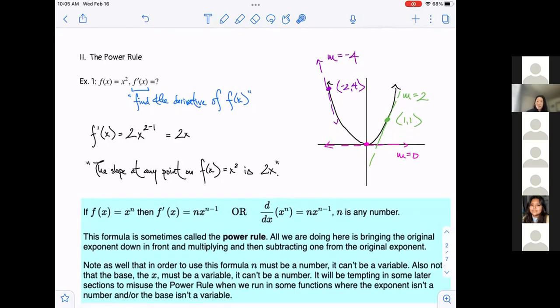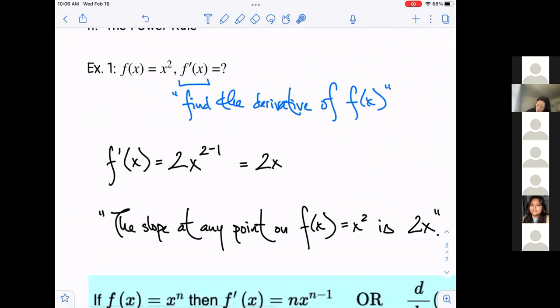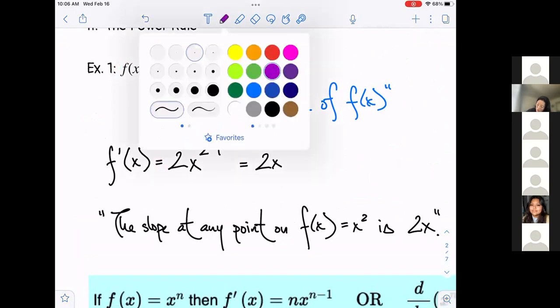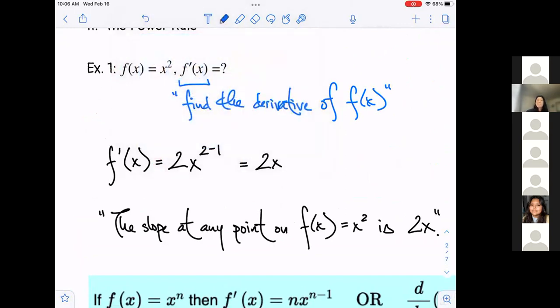All right. But let's go back and think about this power rule. Okay, so I want us to think about the concept, but I also want us to think about how do we do this? All right. So can someone describe to me over here, what did I do? How did I get from x squared to 2x to the 2 minus 1? What are some things that happened?